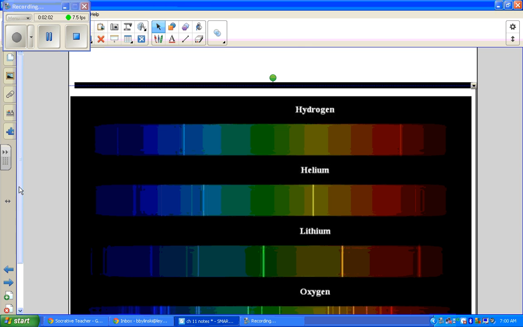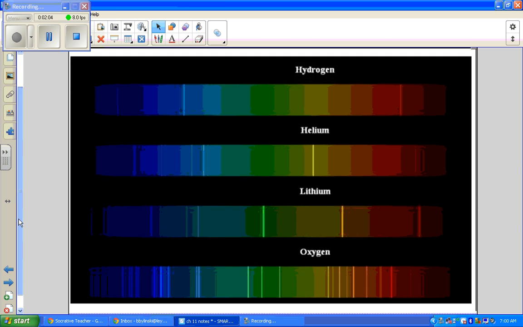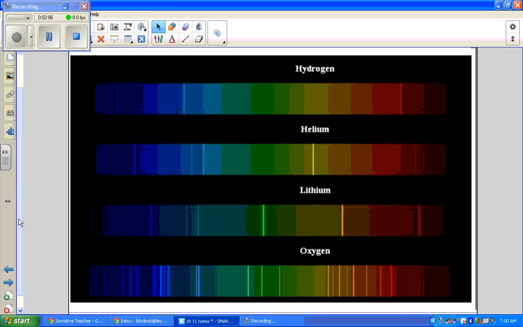But here we go. Here are the spectrums for the elements that I was talking about. And we're going to use some spectroscopes, and I have some gas emission tubes. There's a demo that I will show you, and you will get to see this for yourself. So just take a look at hydrogen versus helium versus lithium versus oxygen. You can see the colors and the different lines that are showing up for each one. So each element has its own unique pattern.